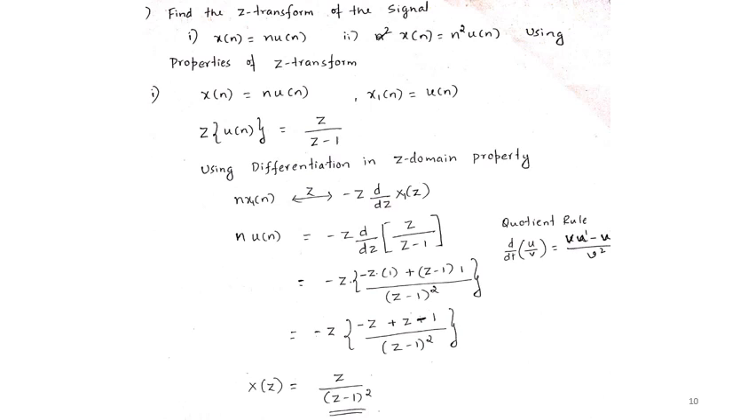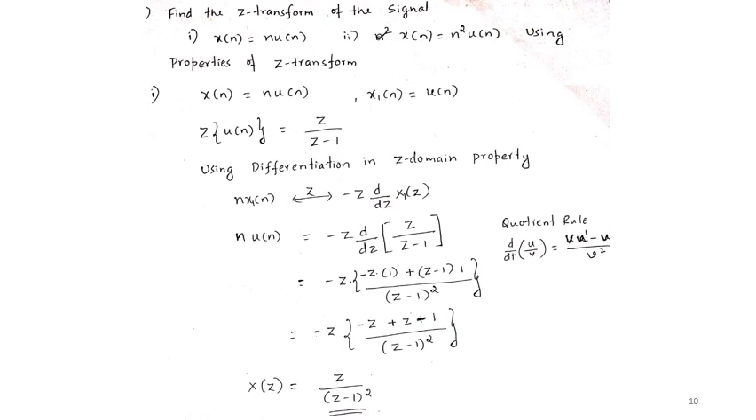So these are problems related to the z transform of different signals by using the properties of z transform. I mentioned six properties: linearity, time shifting, scaling in z-domain, differentiation in z-domain, time reversal, and lastly convolution. By using all these properties, I have solved some problems.